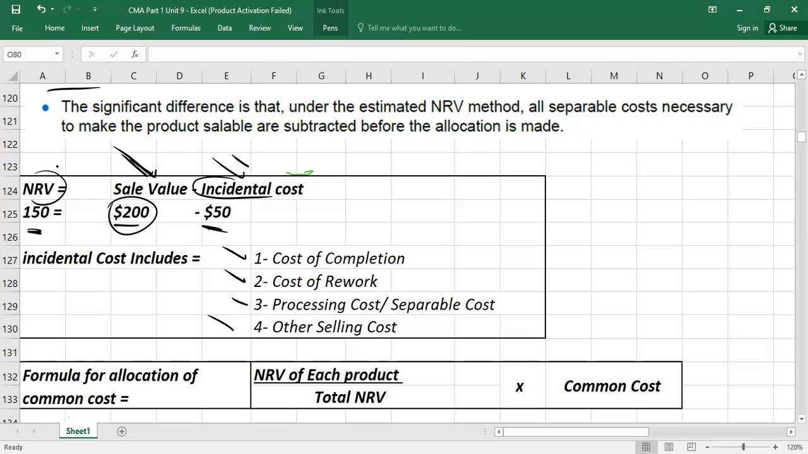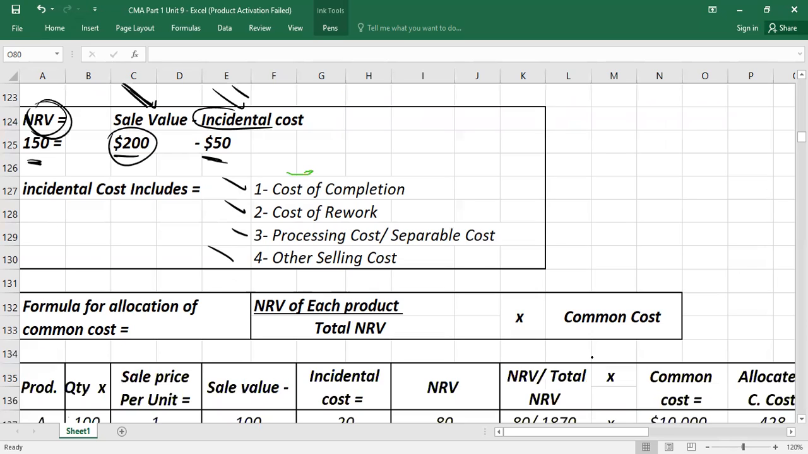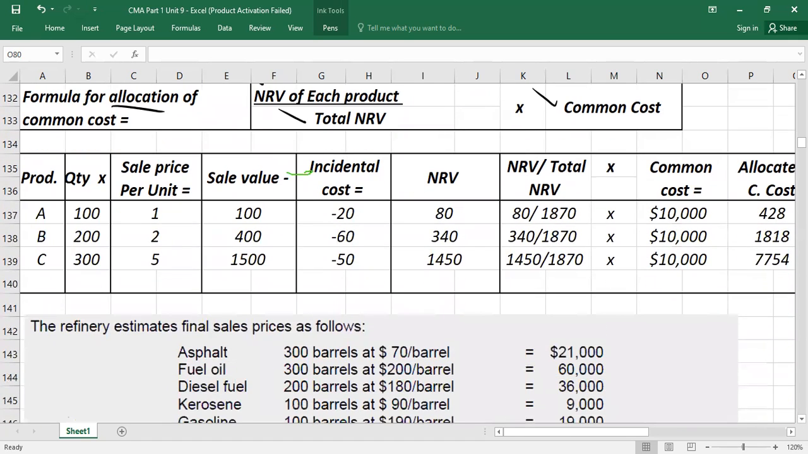Now it means we need NRV. Based on NRV, we will allocate the common cost. Now how will you apply the formula? I'll show you the format, don't worry. You will apply the formula like this: you will take the NRV of each product, divide it by the total NRV, and multiply it with the common cost to get the allocated common cost. Understood? Now what is the format? The format is on your screen now. I'll show you.